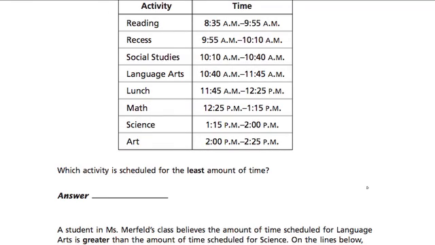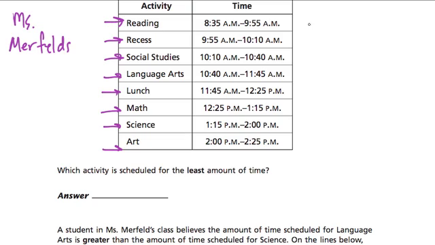Okay, so some of this problem got cut off here, but we can talk our way through it. We're told that this chart represents Miss Murfield's schedule for the day. So we have the activities in her class: reading, recess, social studies, language arts, lunch, math, science, and art. And in this column, the amount of time spent doing each activity in her class.